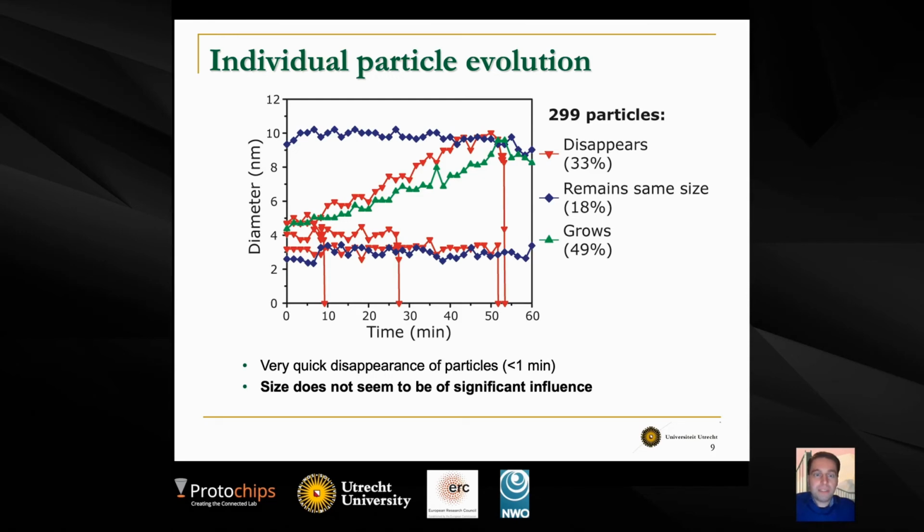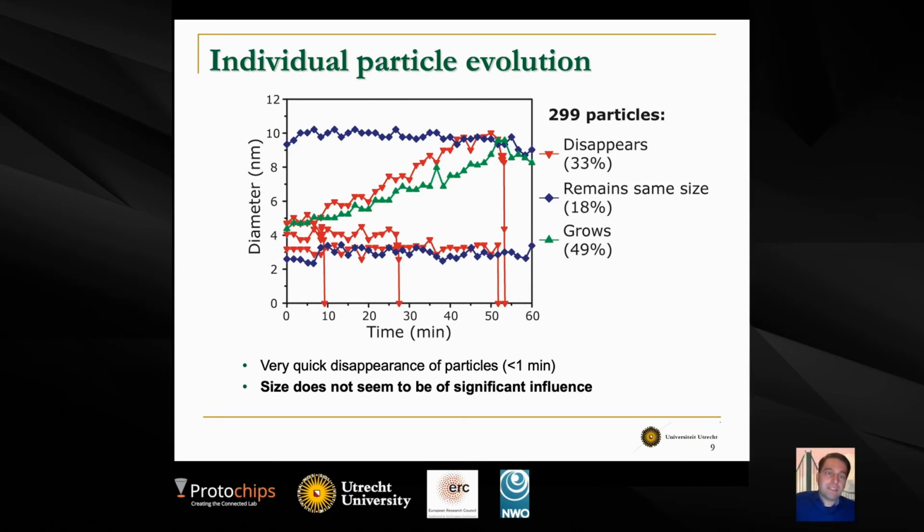And then a third behavior is somewhat unexpected, which is the blue lines, in which the particle more or less stays the same size over the entire experiment. And this is somewhat unexpected because Ostwald ripening theory usually predicts that the particle will either grow or shrink, but not stay the same size.